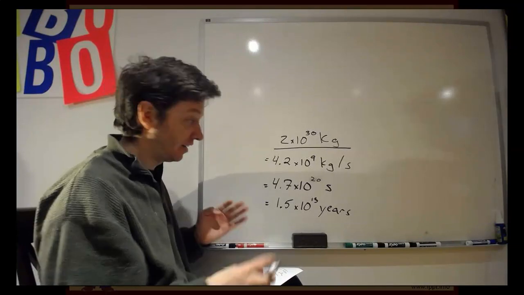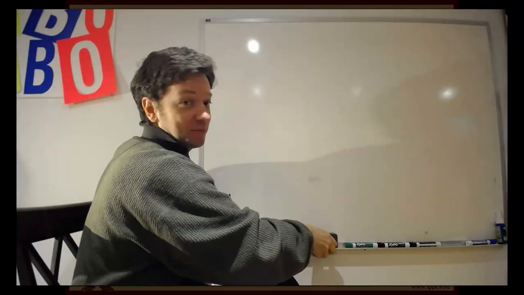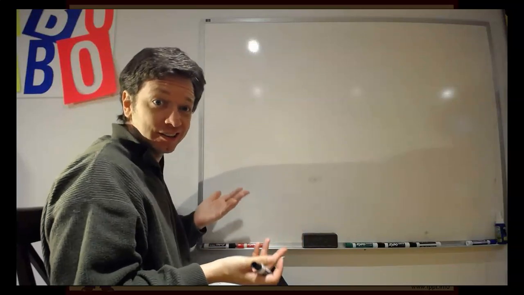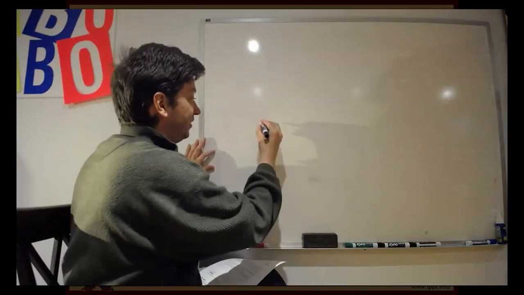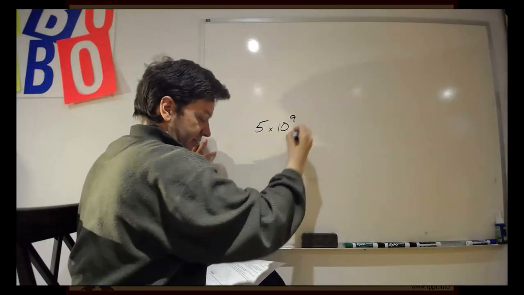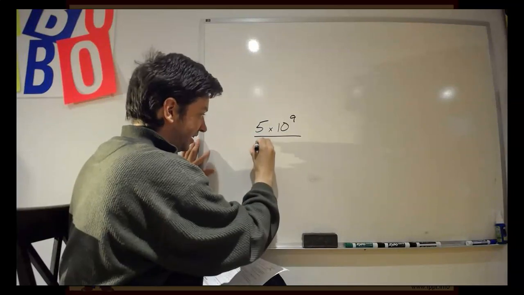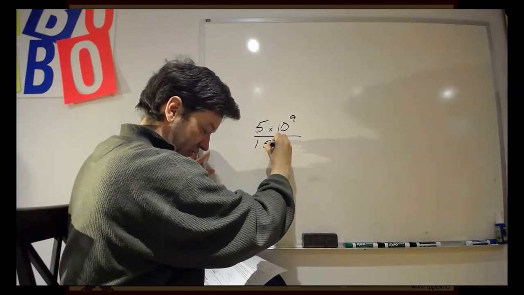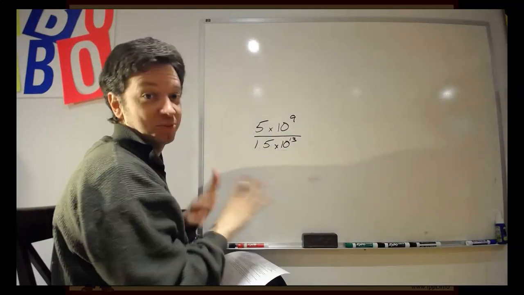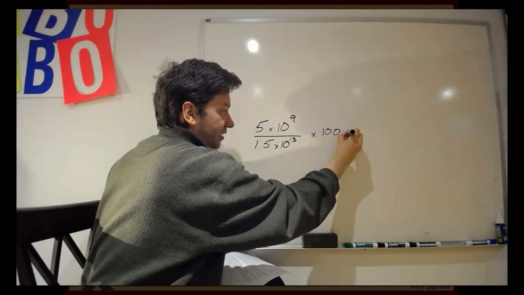It's middle-aged right now. So after 5 billion years, what percent of its mass has actually been destroyed to produce energy? Well, to do that, we got 5 billion years. And let's look at that as a percentage of 1.5 times 10 to the 13, how much we would have to completely get rid of everything, times 100%.